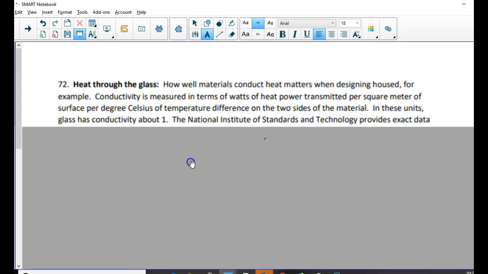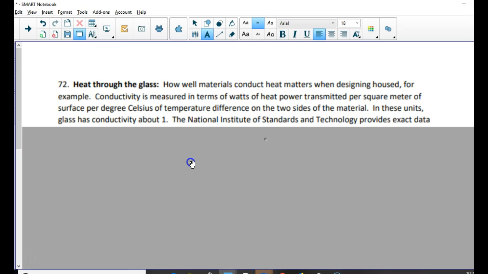Number 72 from 9.3a. Heat through the glass. How well materials conduct heat matters when designing houses, for example. Conductivity is measured in terms of watts of heat power transmitted per square meter of surface per degree Celsius of temperature difference on the two sides of the material. In these units, glass has conductivity of about 1.